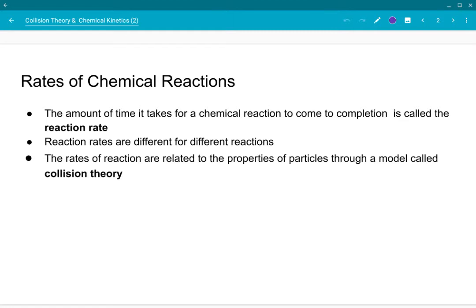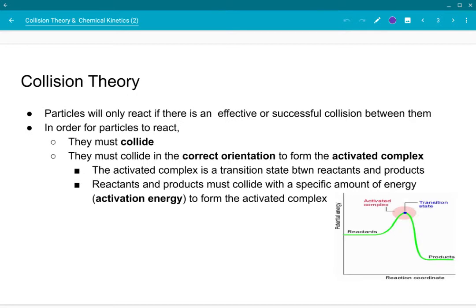The amount of time it takes for a chemical reaction to come to completion is called the reaction rate. Reaction rates will differ depending on the reaction, and the rates of reaction are related to the properties of particles through a model called collision theory. So what is collision theory? Well, particles will only react if there's an effective or successful collision between them.